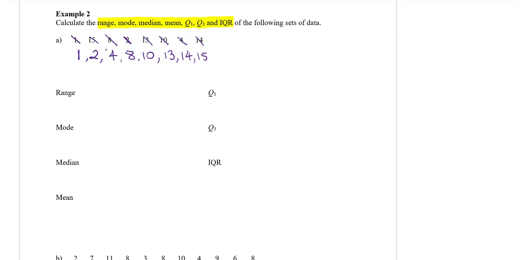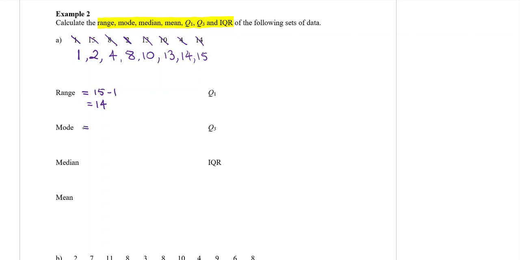Okay, so one of the things you're going to want on your study sheet rather quickly is the definition of all these things, because now I'm going to be asking you. First thing to find is the range. Does anyone remember how to find the range? It is? That's right. And because my numbers are in order, that's really easy to find. My highest number is 15 and my lowest number is 1. So it will be 15 take away 1, which is 14.